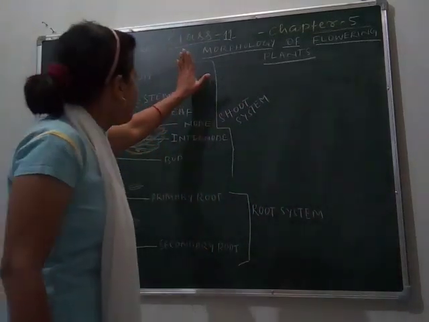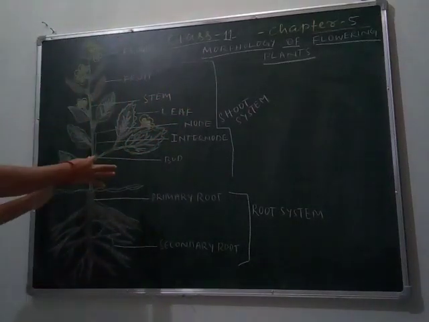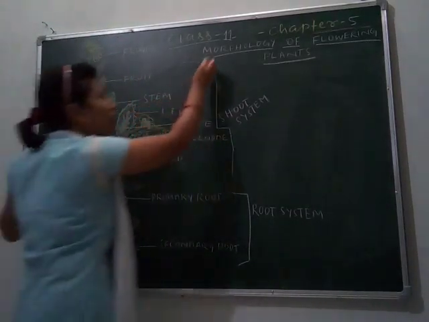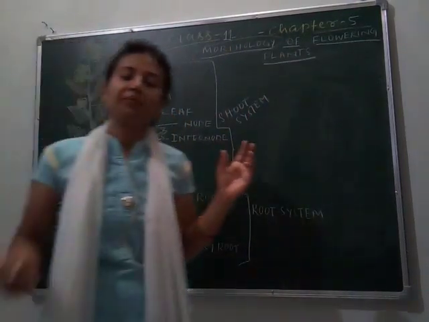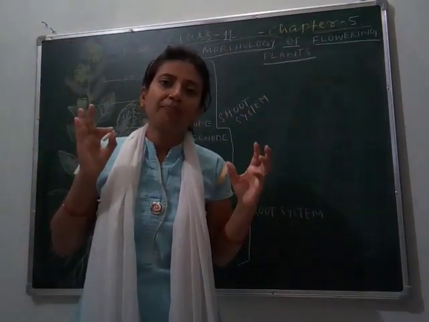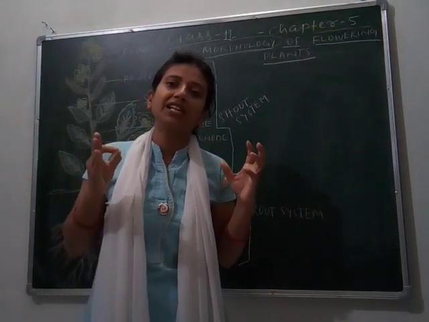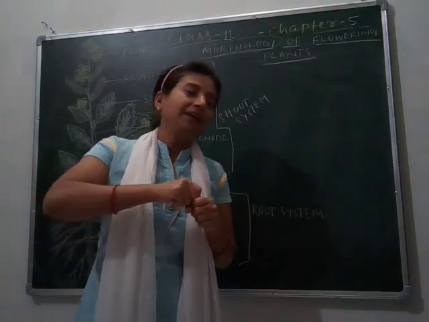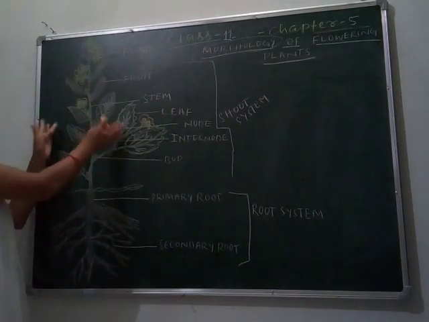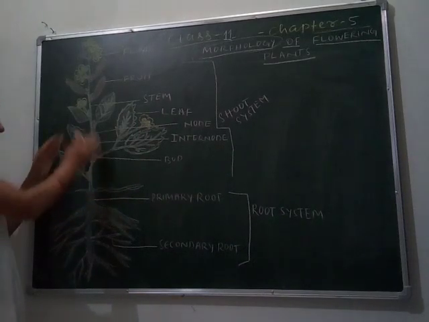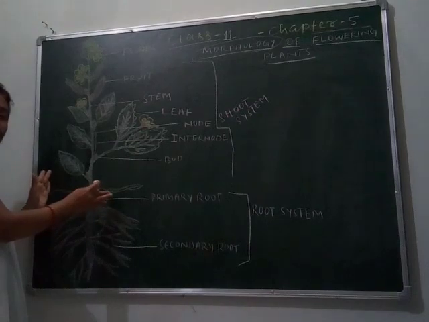So let's start our topic from a plant. This is the diagram of a complete plant, as we are studying morphology. Morphology means external structure, means the parts of a plant which are present outside, which can be seen outside. If I show you a plant, it looks like this, and the parts shown here are its morphological or external parts.